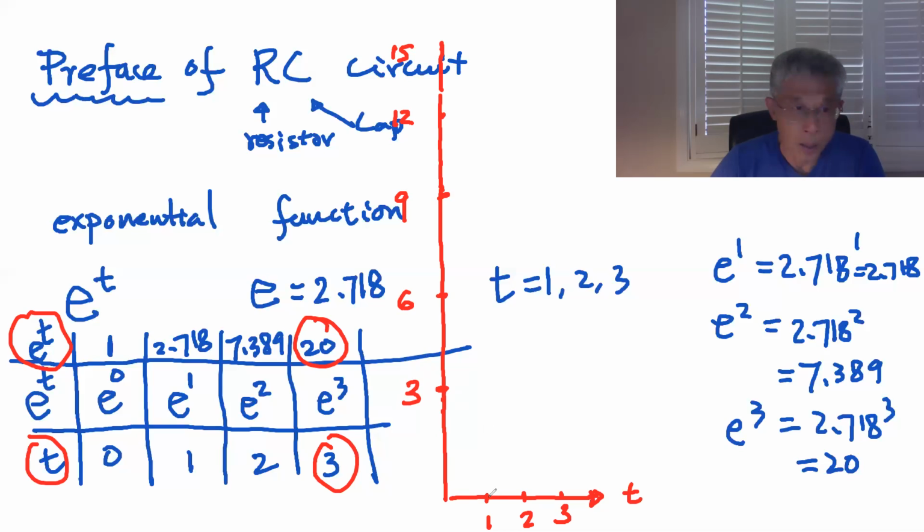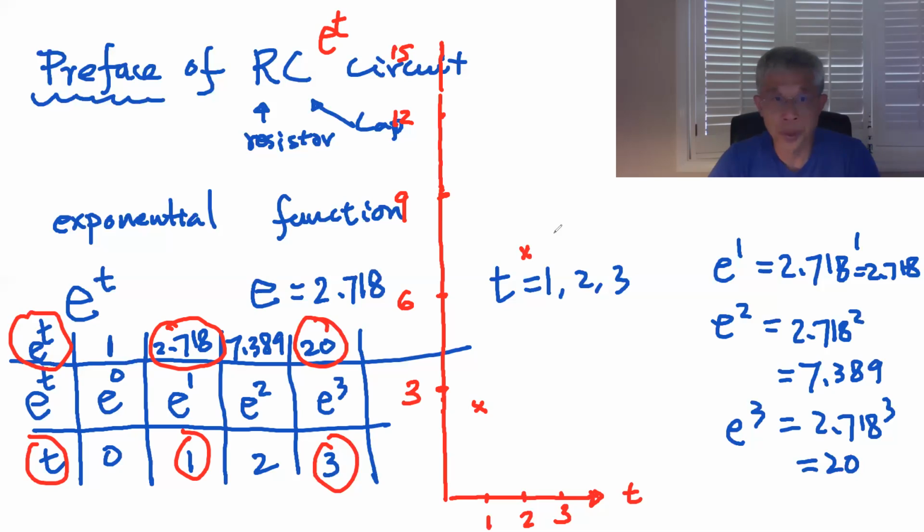So 15, so 20 is out of page. So you can see 1 is equal to 2.718, so roughly there. So that's my first point. So 1 and 2.718, okay? So this is my ET here, and this is my T, okay? And 2 will be 7.389, so 7. So I'm going to pick somewhere about here, right? And 3 will be 20, so it's out of page already, okay? So it's right there, like somewhere there. You can see this function goes like this, right? So when T is equal to 0, it is equal to 1, okay? So it's there. So this guy goes like that.